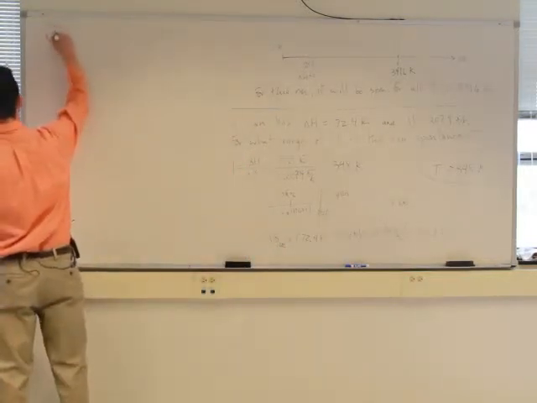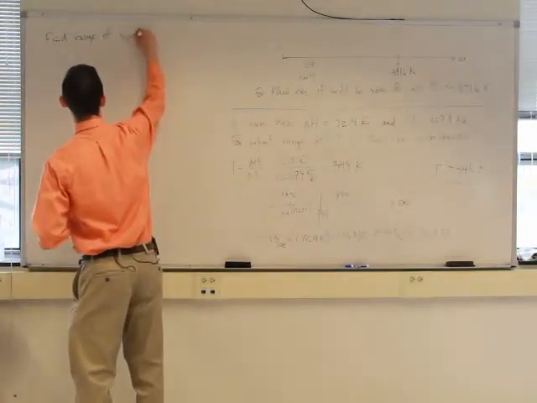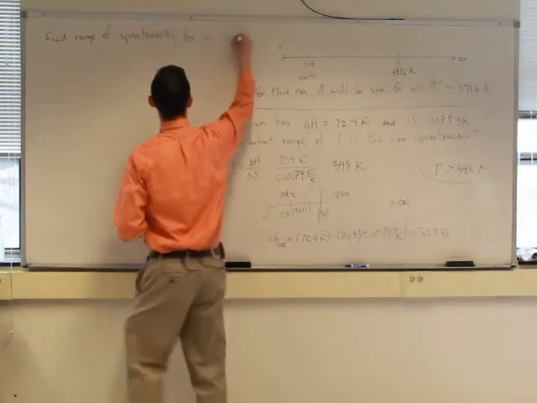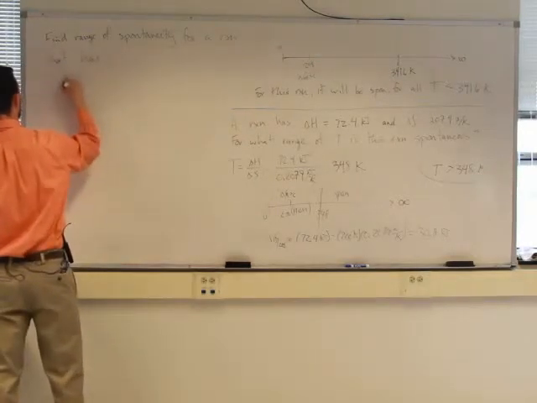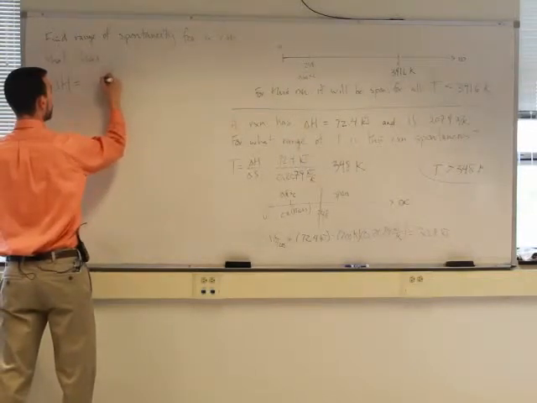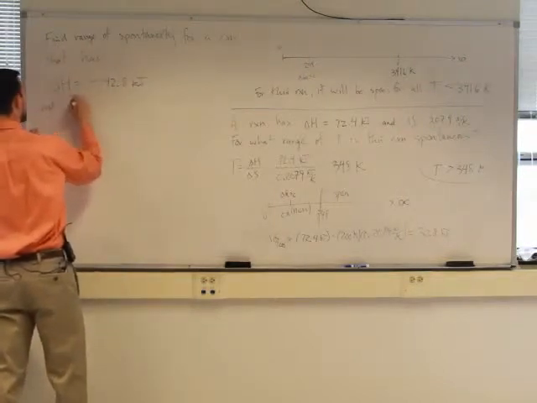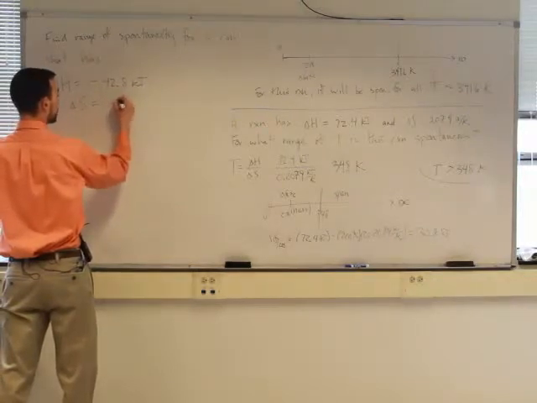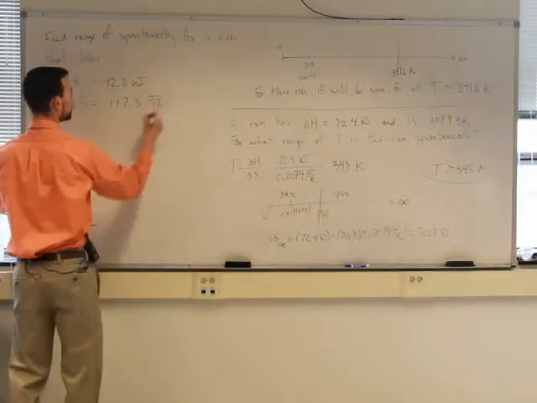Let's once again find the range of spontaneity for a reaction that has, let's say, delta H equals negative 42.8 kilojoules, and delta S equals positive 117.3 joules per Kelvin.